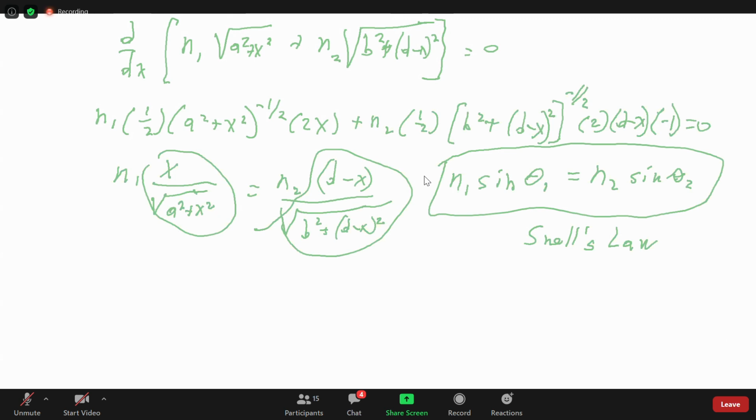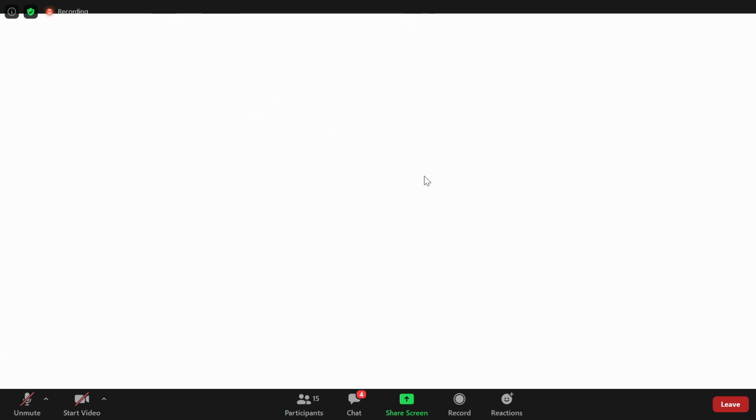Let's see if this principle of least time also works for reflection. Of course the answer is yes, but we'll just go through the algebra if you don't mind. We'll go through that and then we'll take a break after that. So let me clear this. So here's reflection now. Oops, I lost my screen.